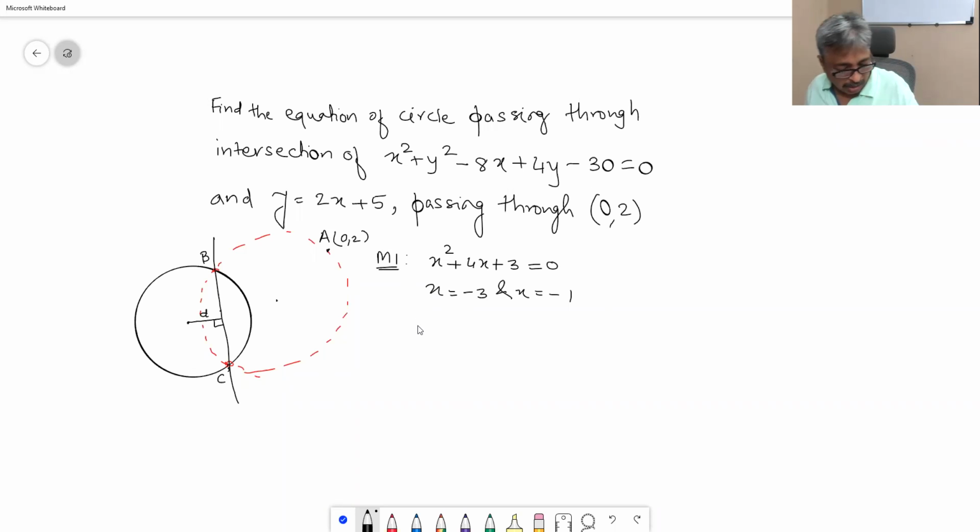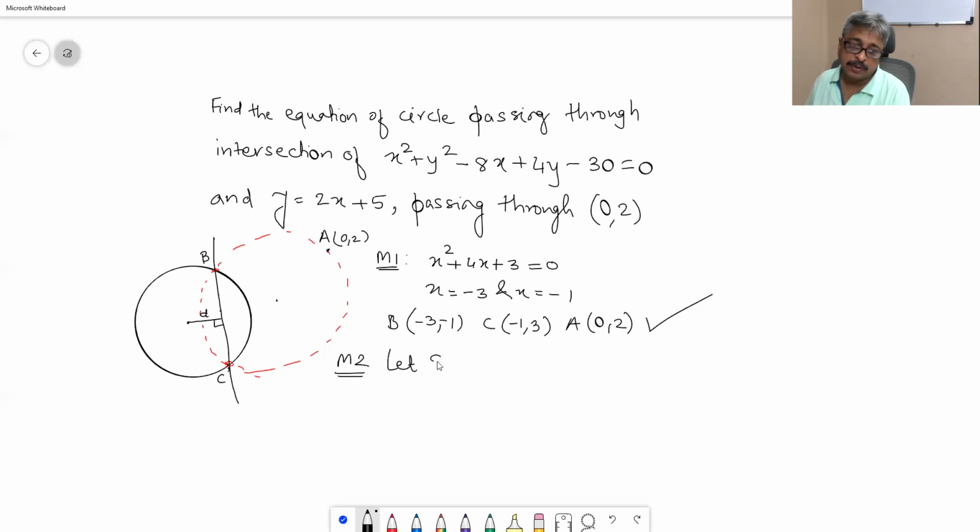Having got all 3 coordinates, B is (−3, −1), C is (−1, 3), and A is (0, 2). We know the procedure to find the equation of the circle. That was method 1. Method 2.